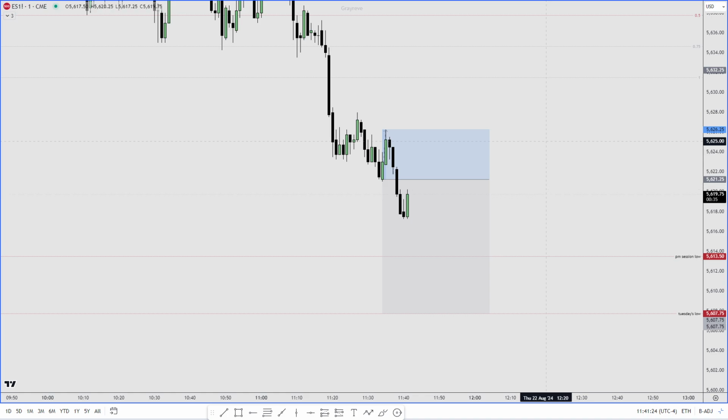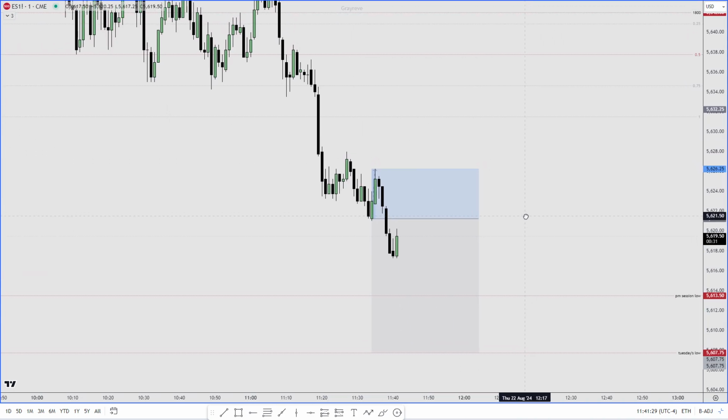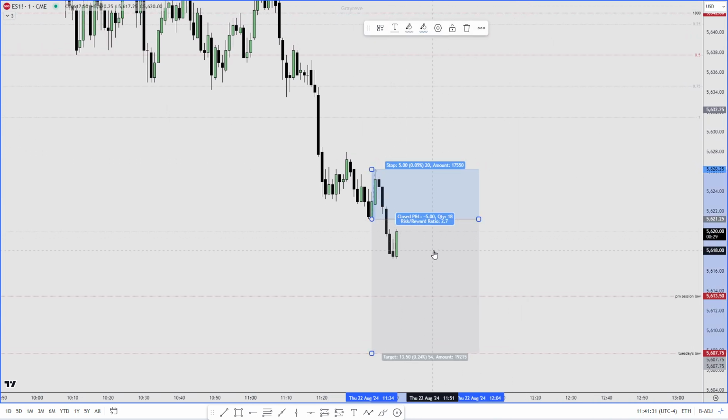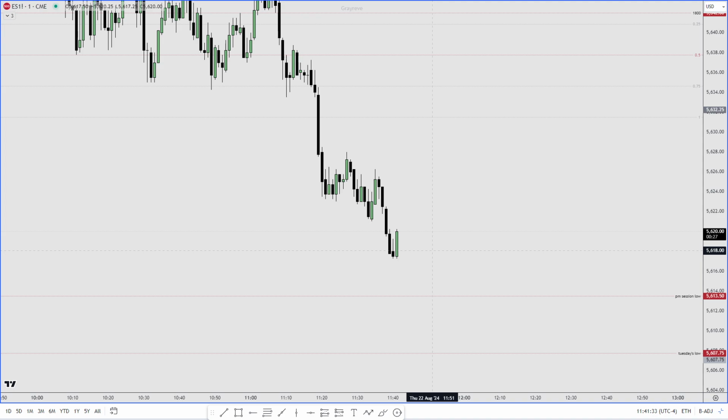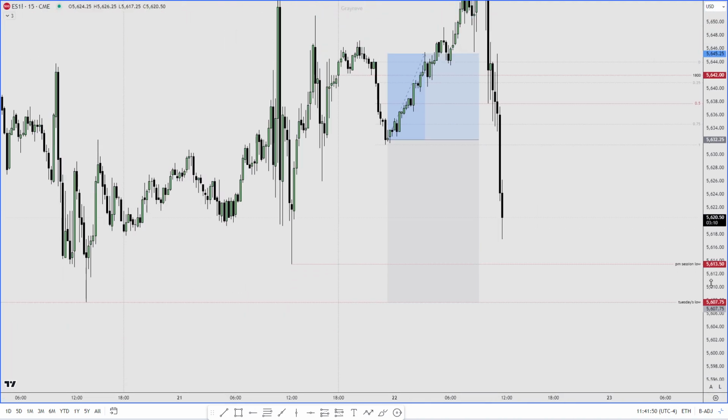Nah, I'm gonna use the breaker if anything on the higher time frames. I'm not gonna take this. Get it out. You don't have to chase the price. You have to let it come to your desired levels, even if it means there is no trade for you.